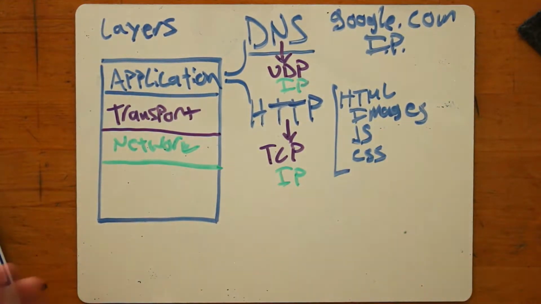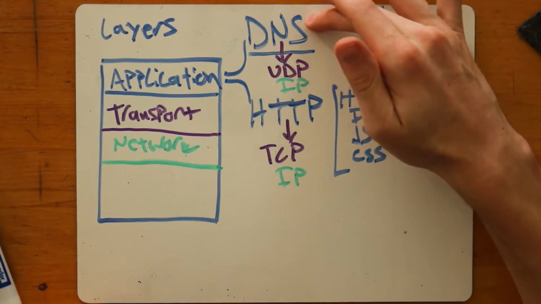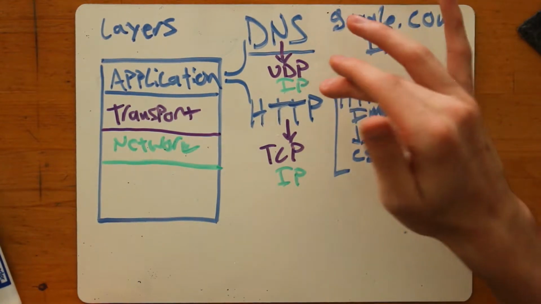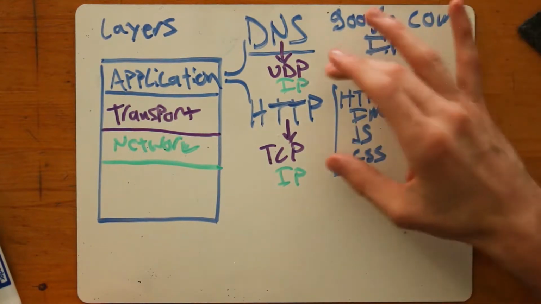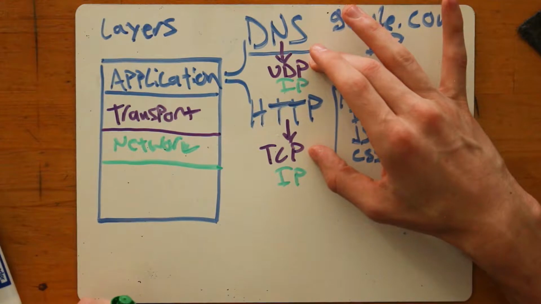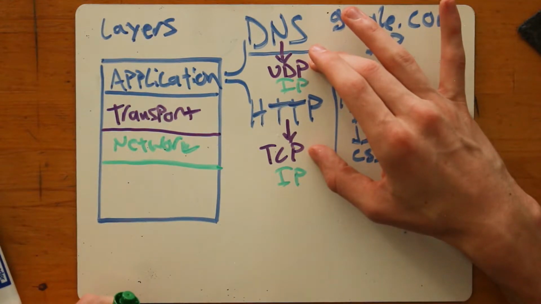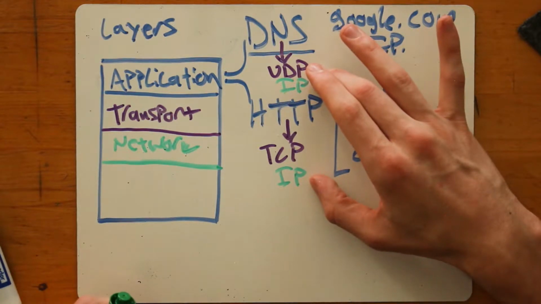Okay, so in this video I want to describe a little bit more in detail what it means when we say this application layer protocol uses this transport layer protocol, which uses this network layer protocol, and describe some of the differences between UDP and TCP. These are the two most popular transport layer protocols that are used in conjunction with the network layer protocol, the IP, Internet Protocol. Okay?